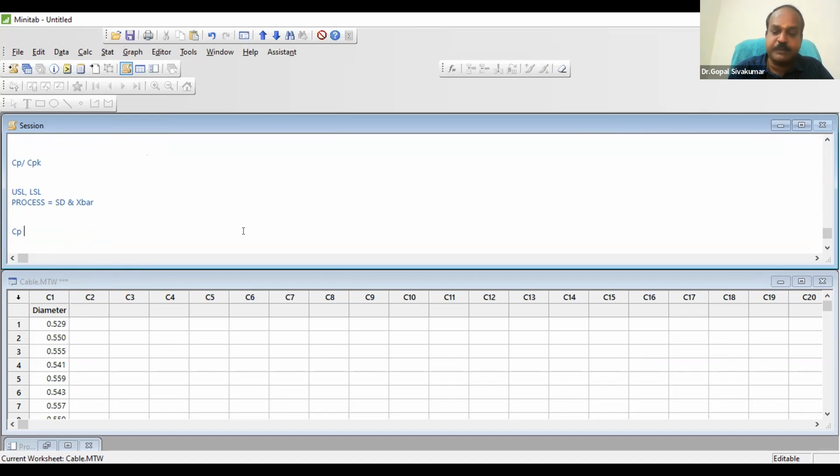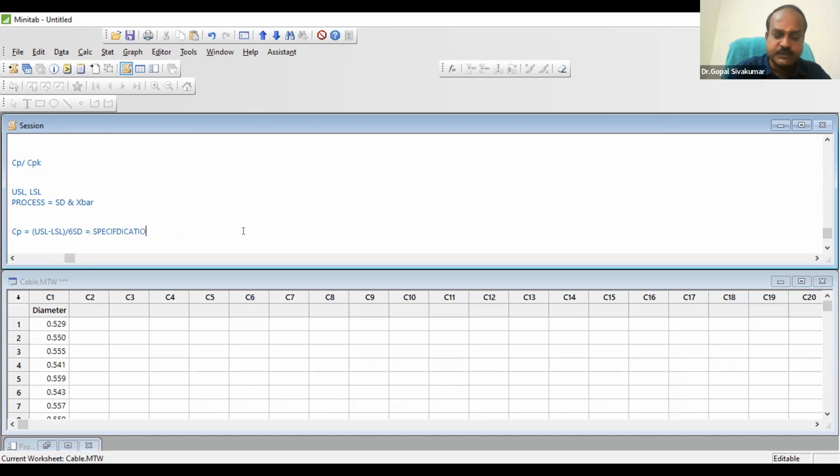Now, what is the formula for Cp? Anybody, can you tell me? Upper spec minus lower spec, that is the numerator, divided by 6 times standard deviation. When I say upper spec minus lower spec, I am talking about customer tolerance. The distance between upper spec and lower spec is called customer tolerance. Or you can use a better word: specification width.